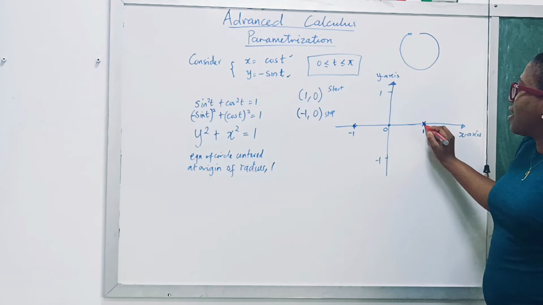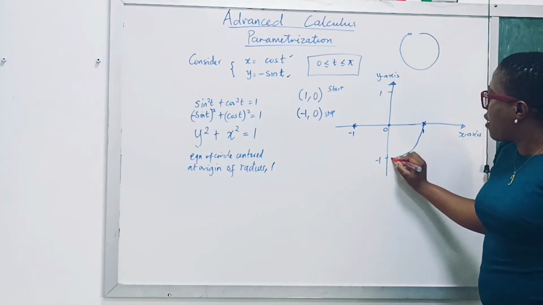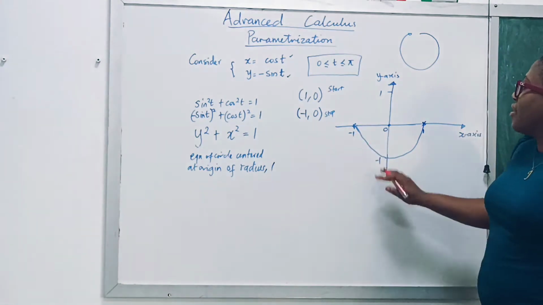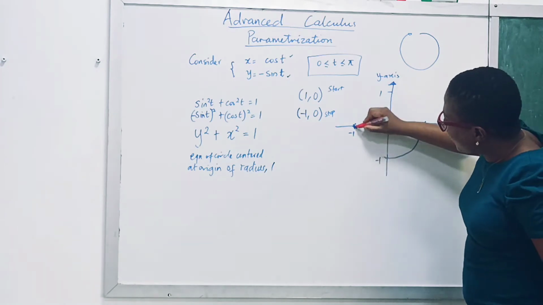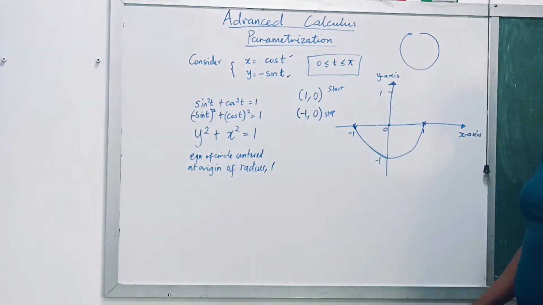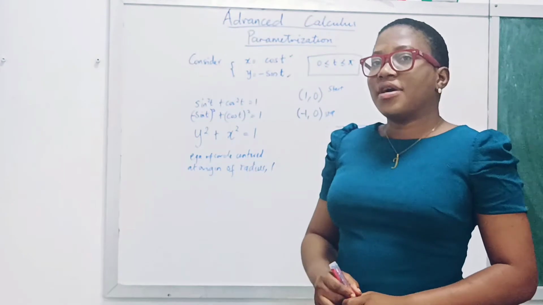So, but this is our start point. So we are going to go through here and stop here. My circle is not fine. Use a compass. Okay, so that's the equation that represents it. So we can try another one.